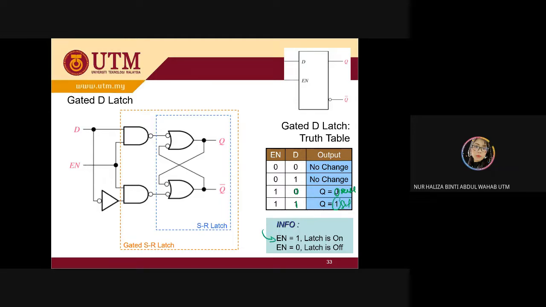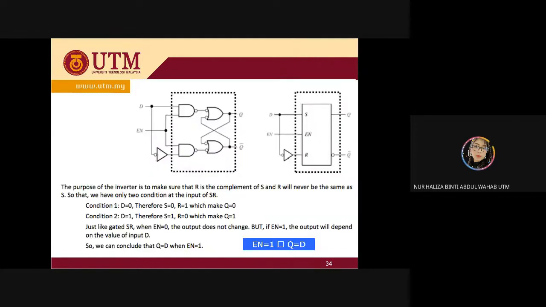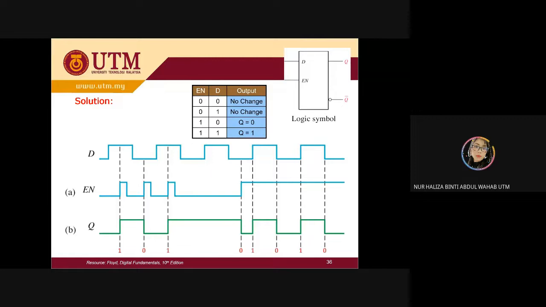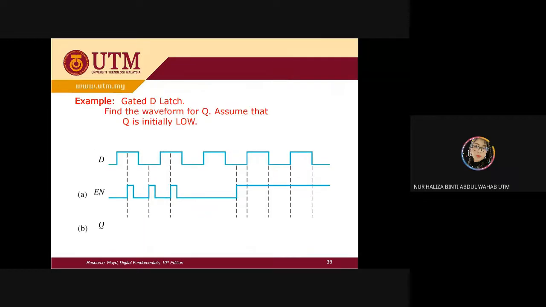This is a similar thing for your gated SR latch. If EN is 1, your latch is on. If EN is 0, the latch is off. Okay, you can read and go through this. Let me go directly to the example.